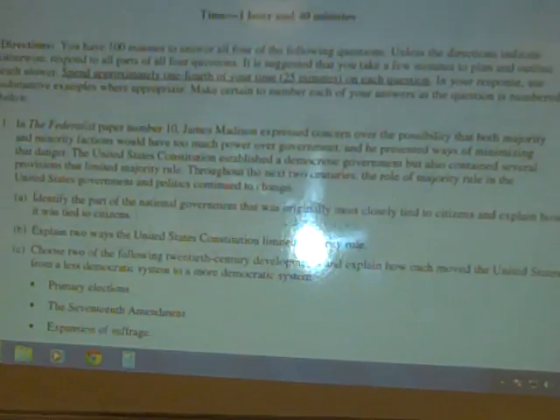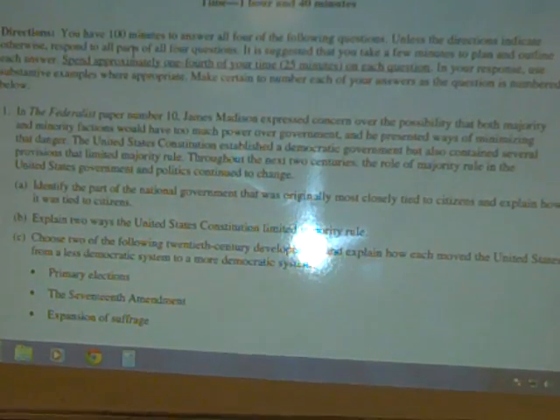Alright, so first things first, let's read the directions so you don't have to waste any time reading those on the day of the test. It says you have 100 minutes, or an hour and 40 minutes is another way to say that. You have 100 minutes to answer all the questions. Unless the directions indicate otherwise, respond to all parts of all 4 questions. Sometimes they'll say pick 2 of these or pick 1 of these. But it is suggested you take a few minutes to plan and outline each answer. That's kind of up to you.